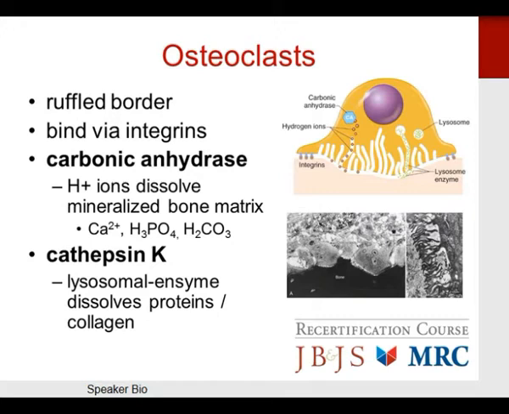There are two substances that I think are important for osteoclasts to remember: carbonic anhydrase and cathepsin K. The carbonic anhydrase helps to create hydrogen ions which dissolve the mineralized bone matrix. This is how the osteoclast can break down the inorganic phase of the bone matrix into the respective minerals. Cathepsin K is a lysosomal enzyme which dissolves the proteins and collagen, or the organic phase of bone. So again, carbonic anhydrase dissolves the inorganic phase, and cathepsin K, the organic phase. These two are important for bone turnover.